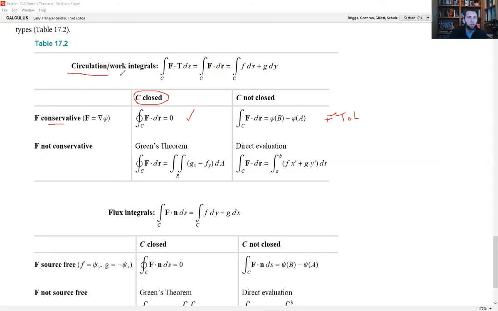Specifically, remember, we're here working with circulation or work integrals. So F dot T, this is the tangential component of the force, or F dot R, or F dx plus G dy. If F is not conservative, and things are closed, then we definitely recommend using Green's theorem. It's really nice. Or you can do direct evaluation. In this case, you're going to have to parameterize.